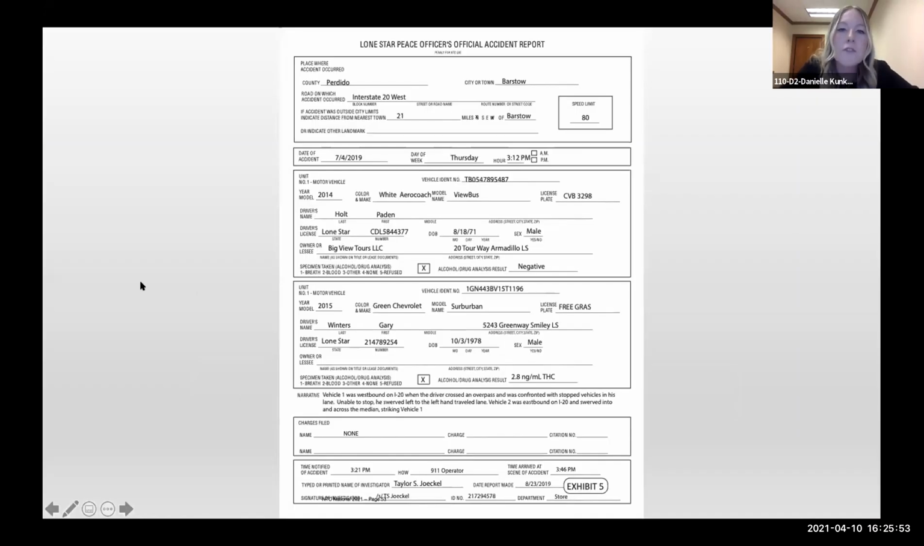I'm sharing with the witness Exhibit 5. Officer Jokel, can you see Exhibit 5 on your screen? I can, yes. What are we looking at? So this is the report that I created for the July 4th, 2019 accident. Is it a fair and accurate copy of that report? It appears to be, yes. And is it a regular practice of your office to keep reports like these for accidents? Yes. Your Honor, we offer Exhibit 5 into evidence.